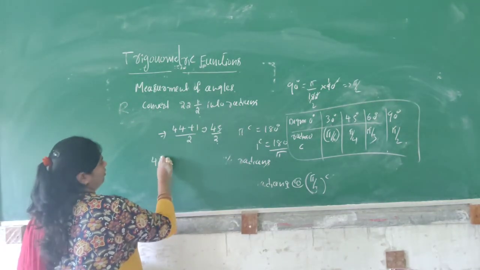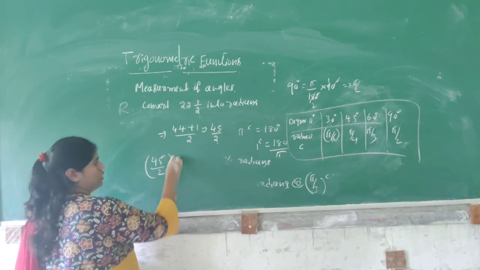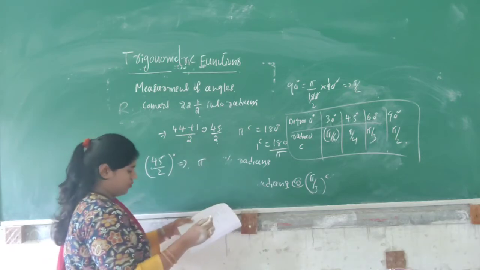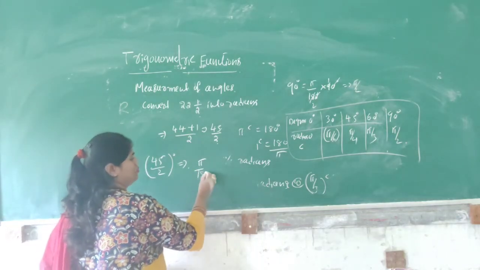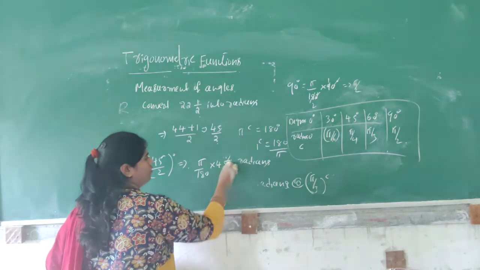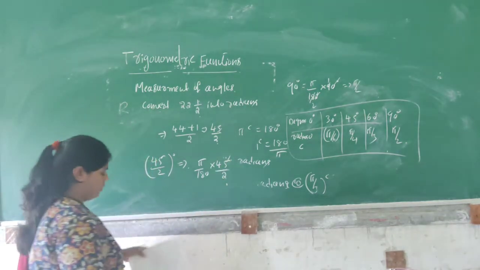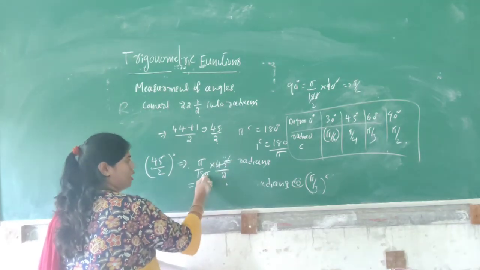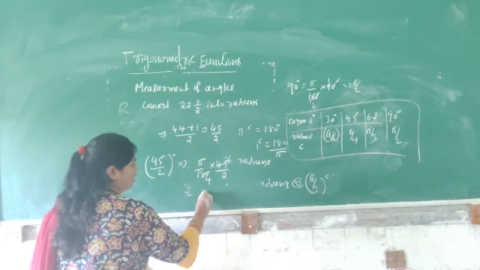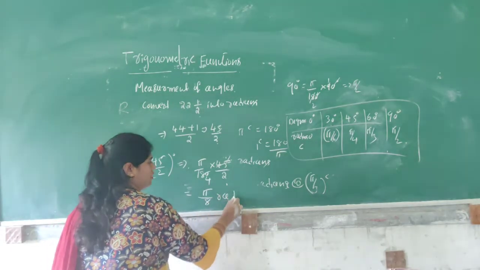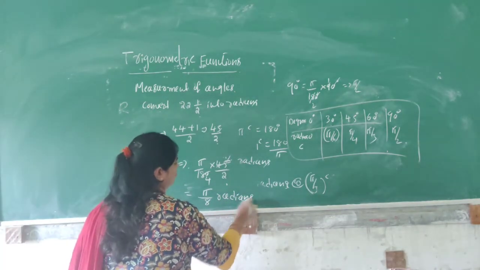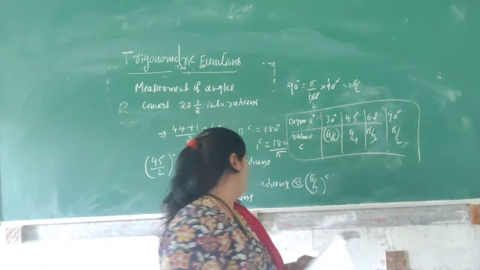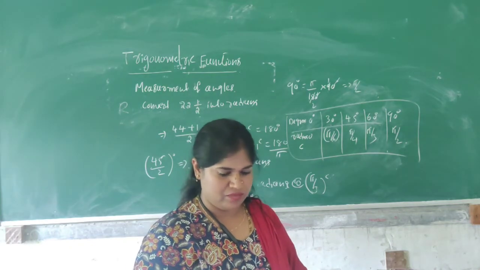So 45 divided by 2 degrees into radians. What is the formula? Pi divided by 180 into 45 divided by 2, okay, which is equals to pi divided by 8. This one is 4 times now, so which is equals to pi divided by 8 radians. So 45 divided by 2 degrees equals to pi divided by 8 radians.